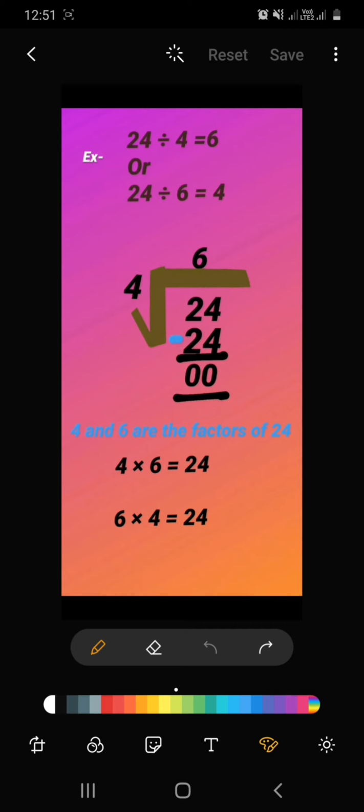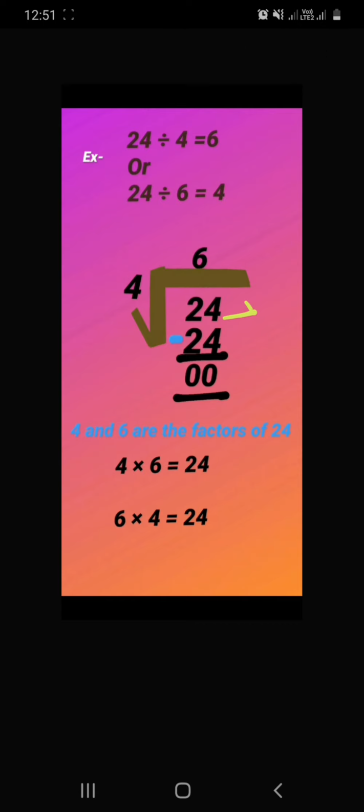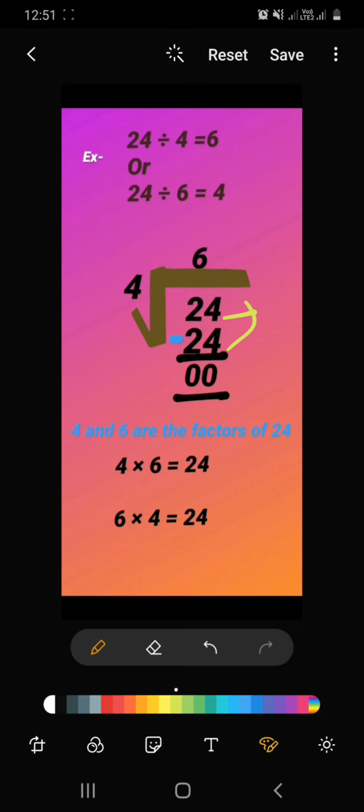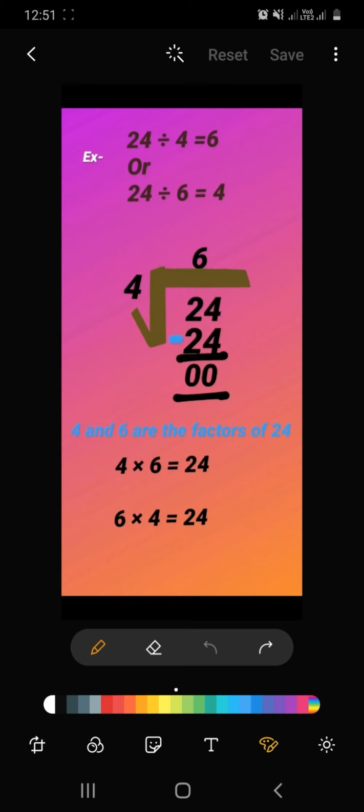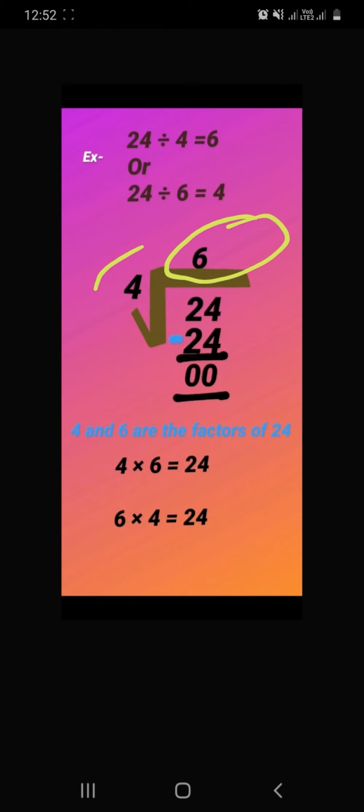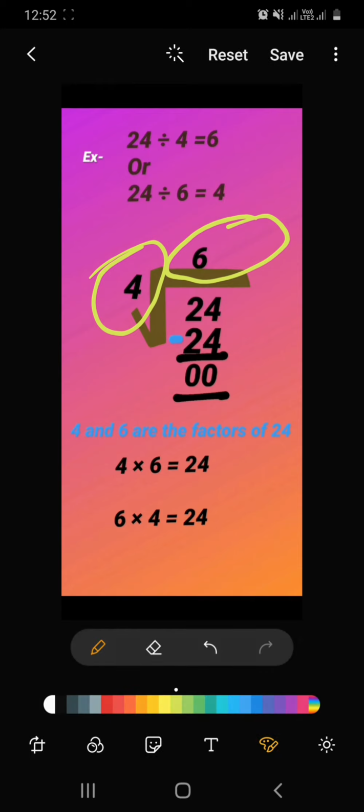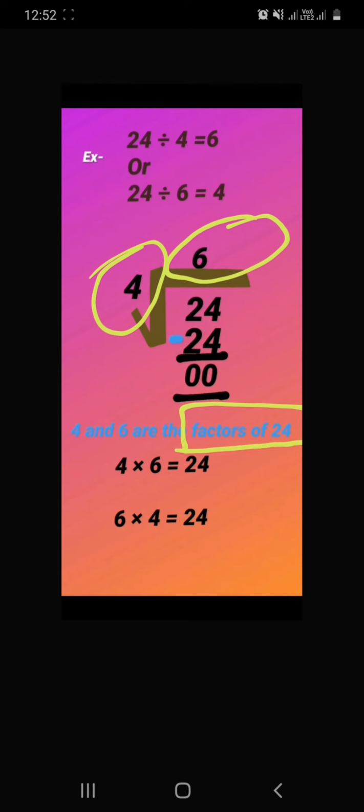So now you tell me, what do we call it? We call it the dividend, and the number by which we are dividing is the divisor. The answer we are getting is the quotient, and the 0 0, the remaining number, is the remainder. Now children, you will come to know an important point, and that point is that the quotient and the divisor are always factors of the dividend.